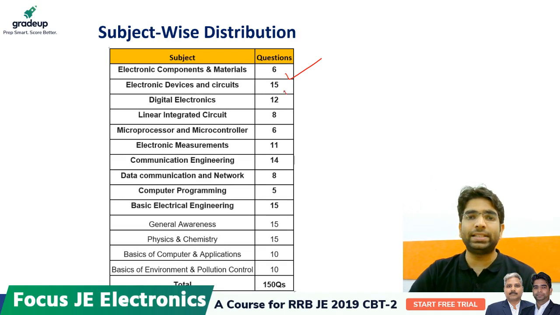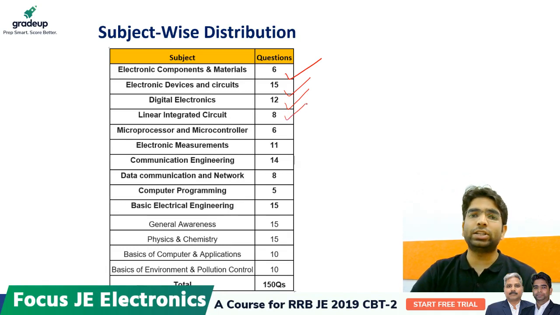EDC will be asked as such. In electronic devices and circuits, 10 to 15 questions will be asked, and again 10 to 15 questions from digital circuits. It is a very good weightage that is asked in every JE examination. EDC and digital circuits are very important for any examination of electronics and allied branches.